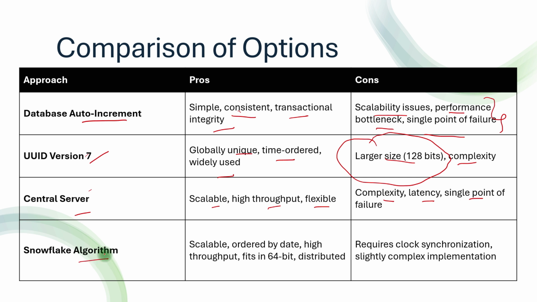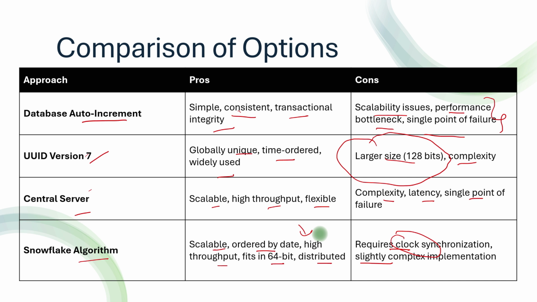The last one is the Snowflake algorithm. It is scalable because we are using it locally. It is ordered by date, high throughput, fits in 64 bits, and is distributed in nature also. It requires clock synchronization and a slightly complex implementation. Why do we say clock synchronization? Because it highly depends on the time. If we choose to go ahead with the library, that time can change. We have to make sure that all the instances generating the ID are synchronized. If we can make sure of that, Snowflake is the best way to go ahead.